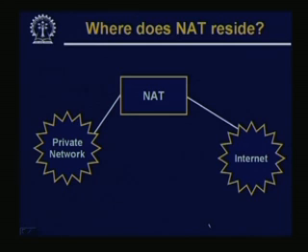So, as I mentioned, NAT resides between a private network and the public network, which is the internet. Now, NAT is available as a separate box from the network vendors. Most of the routers which also connect a private network with a public network, they also have the capability to act as a NAT. So, NAT can be embedded inside a router, or you can have a separate box that can act as a NAT.